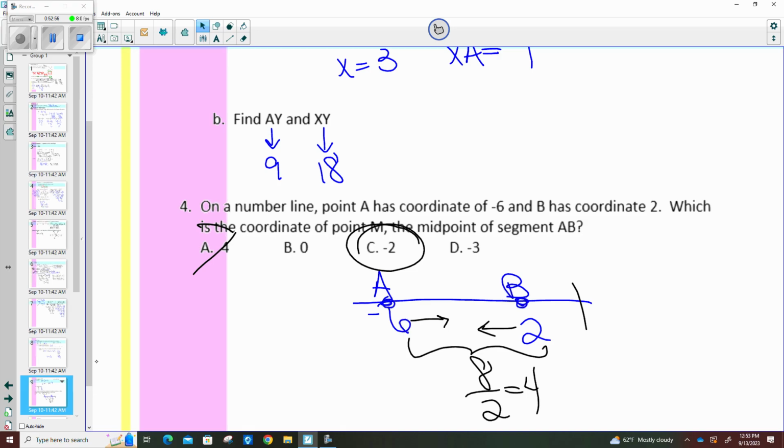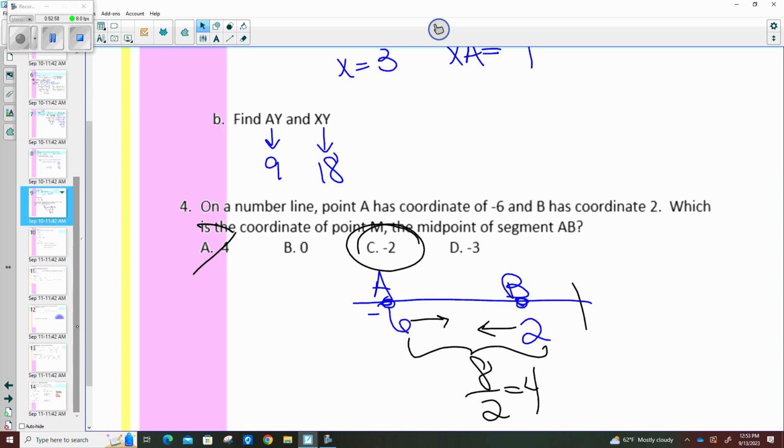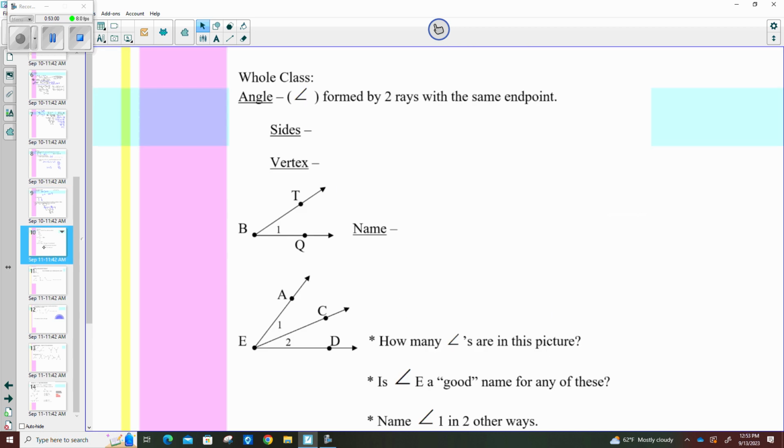All right, we're back to our desks. Hopefully you have a protractor in your hands because we're going to need that momentarily.